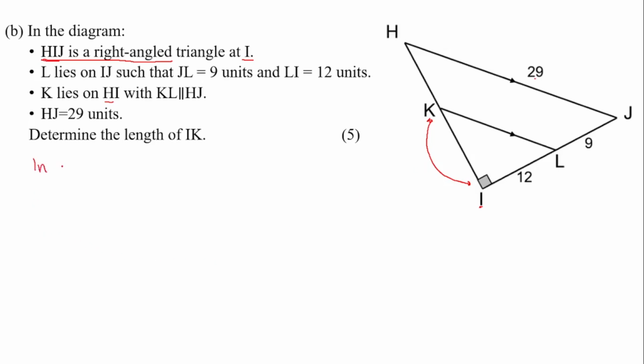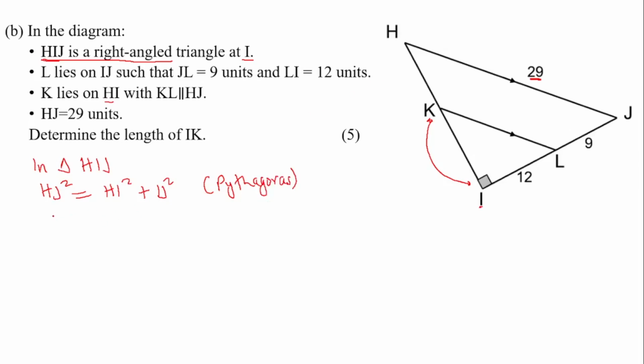So in triangle HIJ, so we can say the hypotenuse. The hypotenuse is the side which is opposite the 90-degree angle. So we're looking at the big triangle HIJ. So 29 here is the hypotenuse. So we can say HJ squared is equal to HI squared plus IJ squared. And then you write your reason, Pythagoras theorem.